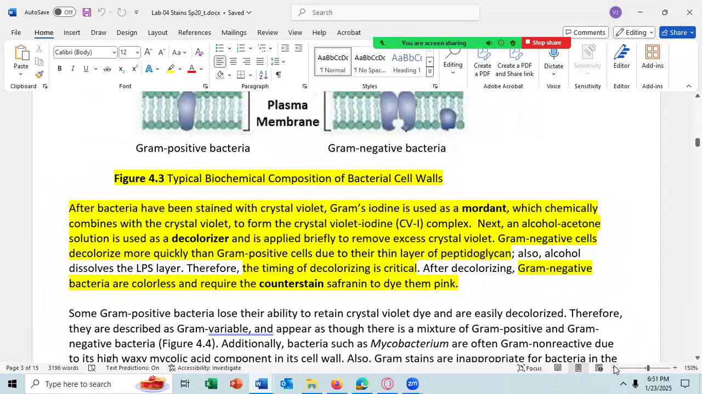After bacteria have been stained with the crystal violet, Gram's iodine is used as a mordant. The iodine chemically combines with the crystal violet to form a larger crystal violet iodine complex. Next, the cells are treated with an alcohol acetone solution used as a decolorizer. It will remove the crystal violet iodine complex out of the gram-negative cells but not out of the gram-positive cells. And that is only if the decolorizer is applied for the right amount of time.